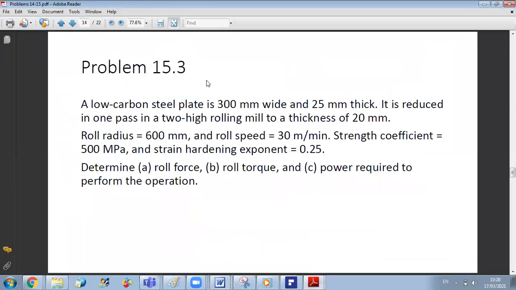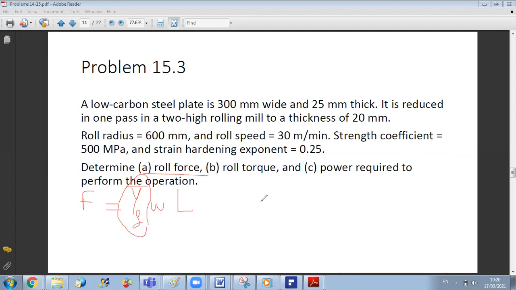So going back to the problem, first I need to find the roll force. From definition, the roll force F is equal to the average flow stress, Y average, times omega, which is the width of the plate, times L, which is the contact length. I will start by computing the average flow stress.